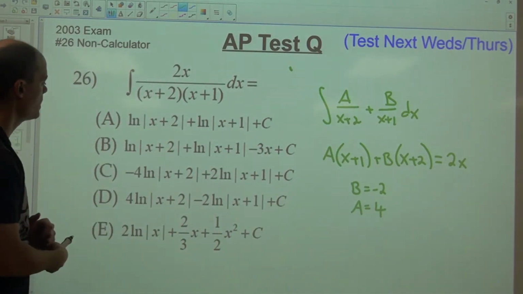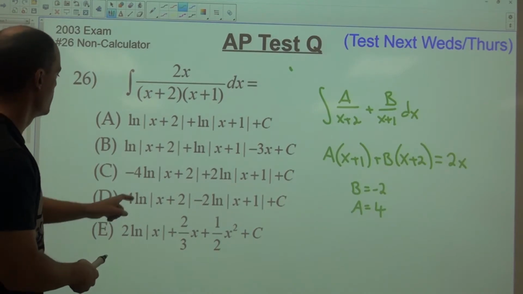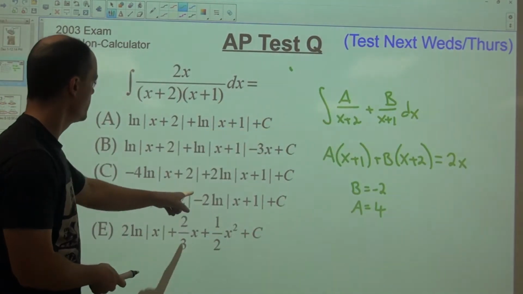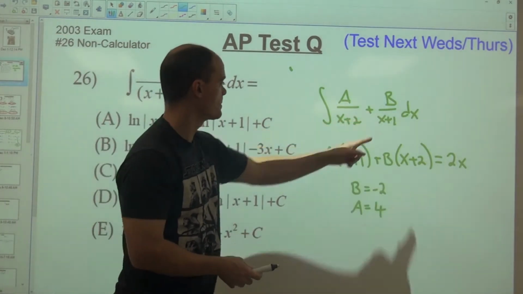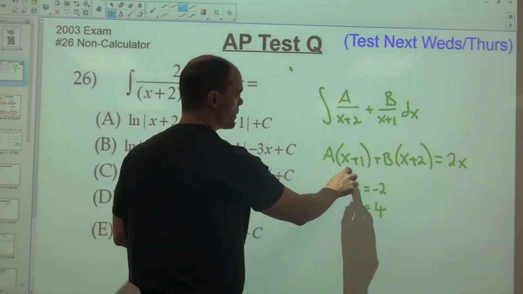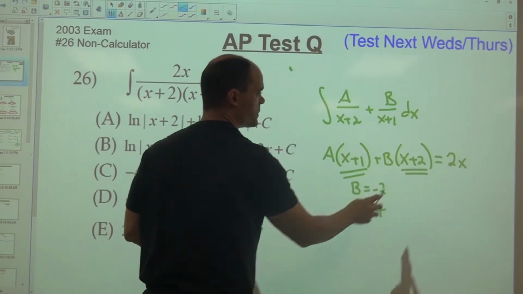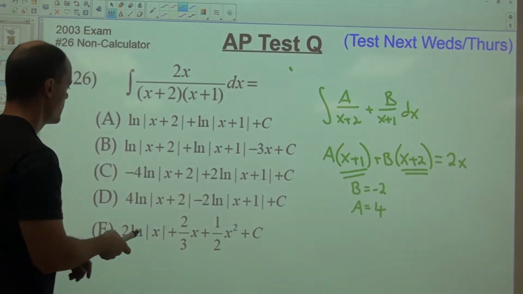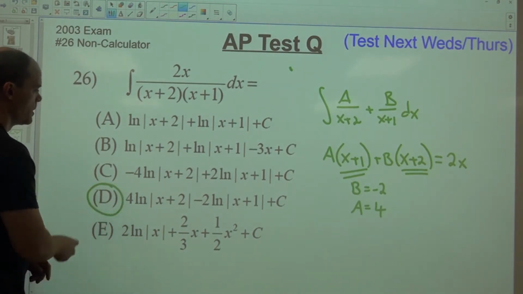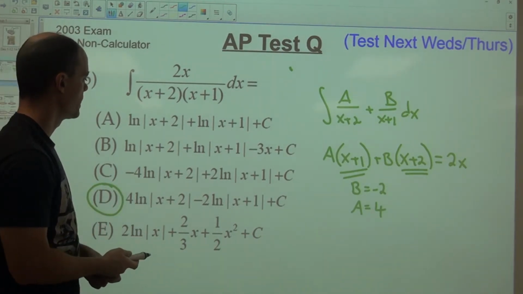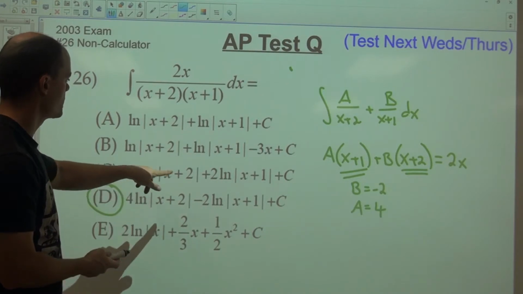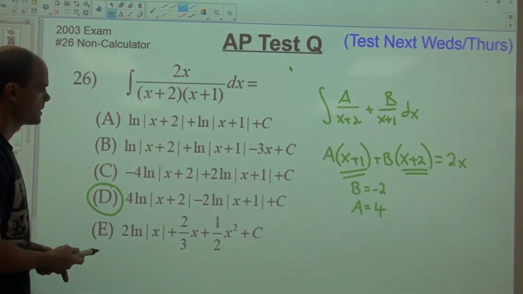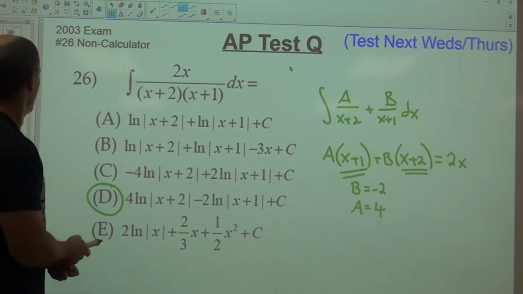So I'm looking for an ln with a +4, and that's going to go with x plus 2. I need a -2. That's going to go with x plus 1. There are no chain rules to this. There's no negative x's. There's no coefficients in front of the x's. So I feel pretty good about this being our answer. Look at every cruel possible combination that's in here. This one especially is really nasty. I think that's kind of mean, but so be it.